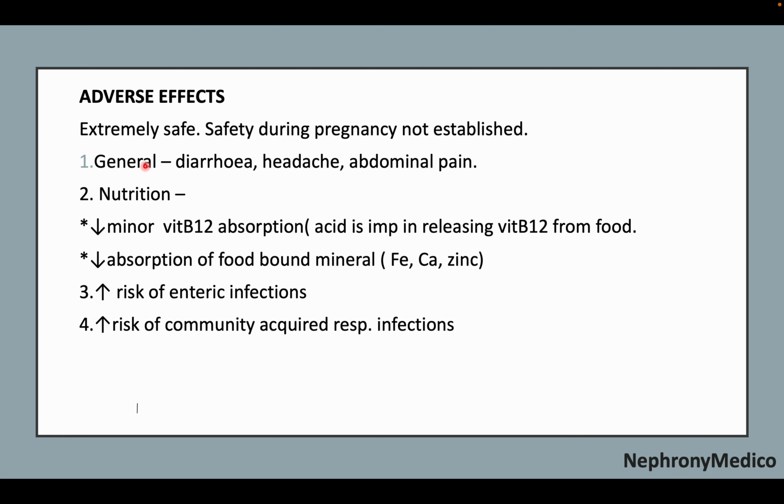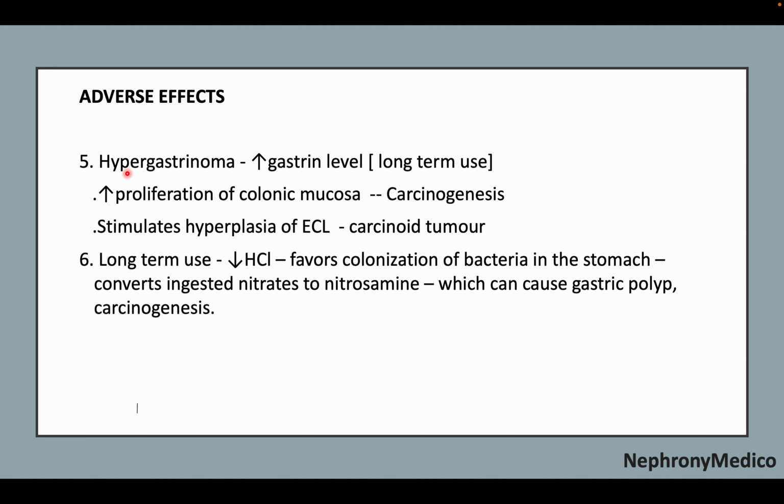Adverse effects: diarrhea, headache, abdominal pain, reduced vitamin B12 absorption, reduced absorption of food-bound minerals like iron, calcium, and zinc. There is an increased risk of enteric infections and community-acquired respiratory infections. There is increased gastrin level and increased proliferation of the colonic mucosa, leading to hypergastrinemia. Long-term use may reduce HCl and favor colonization of bacteria in the stomach, which convert ingested nitrates to nitrosamines, which can cause gastric polyps, and carcinogenesis may be seen.